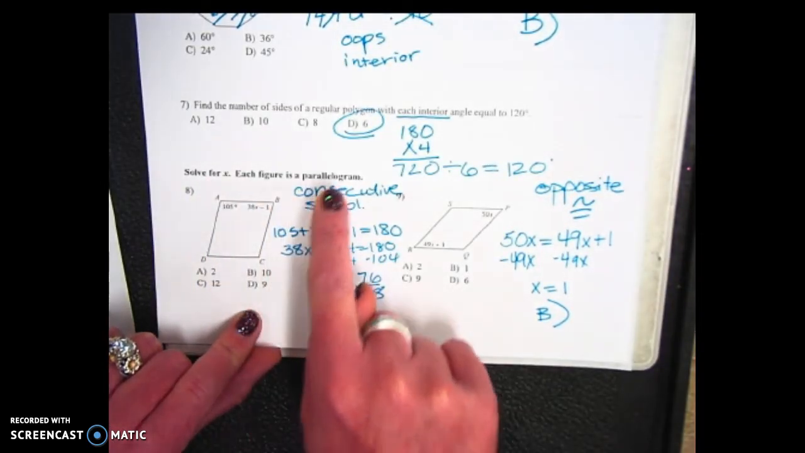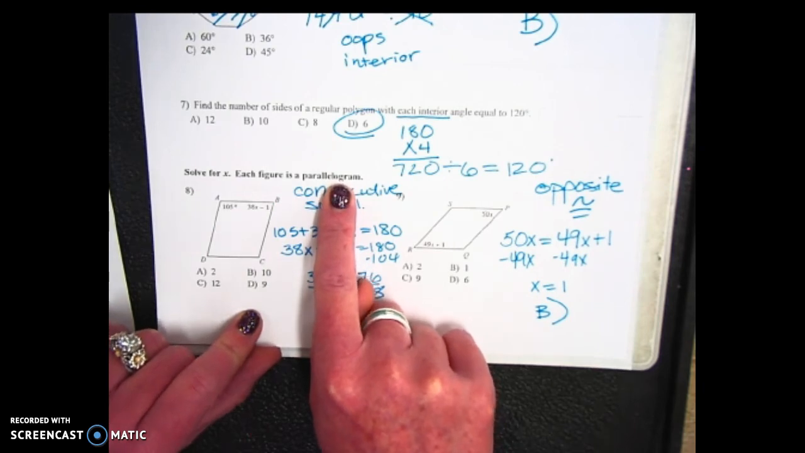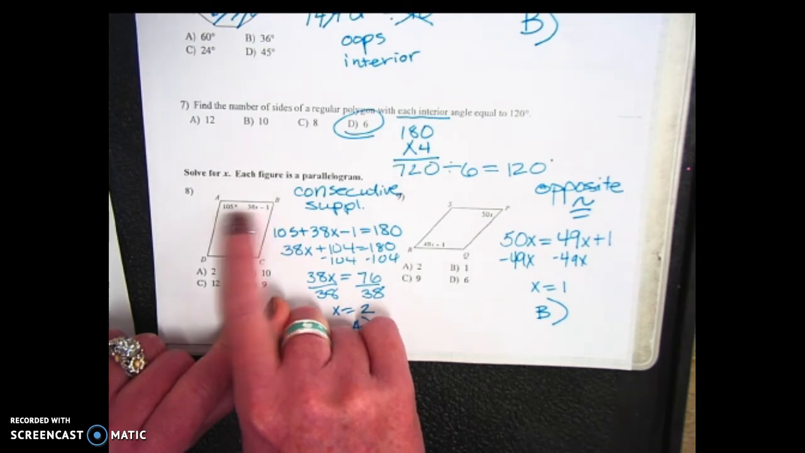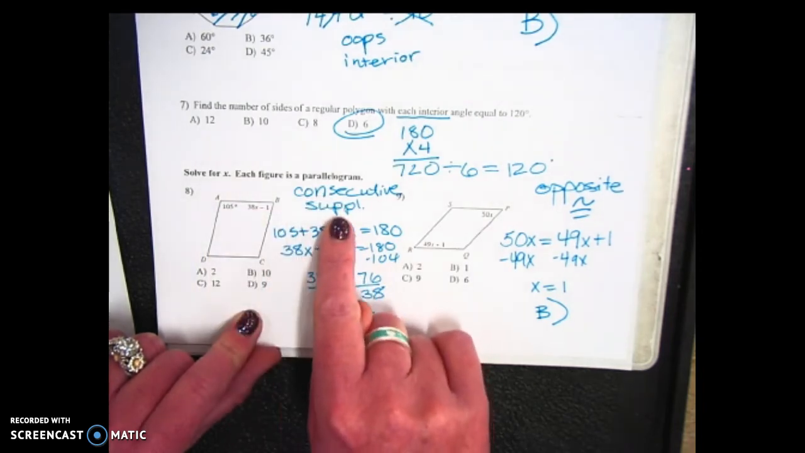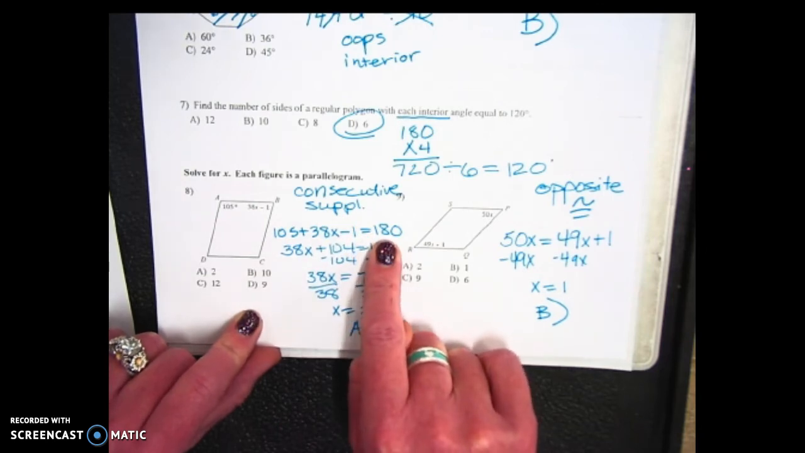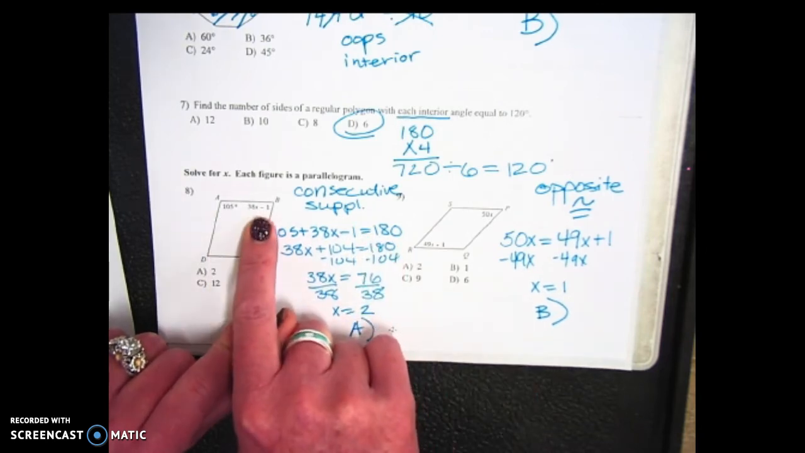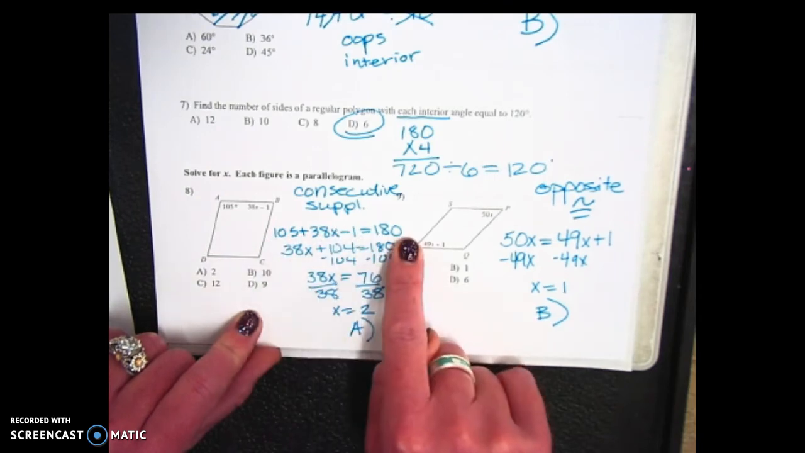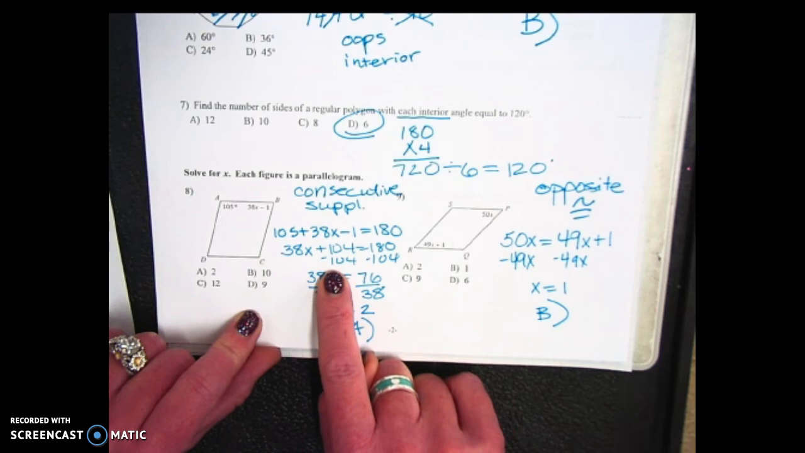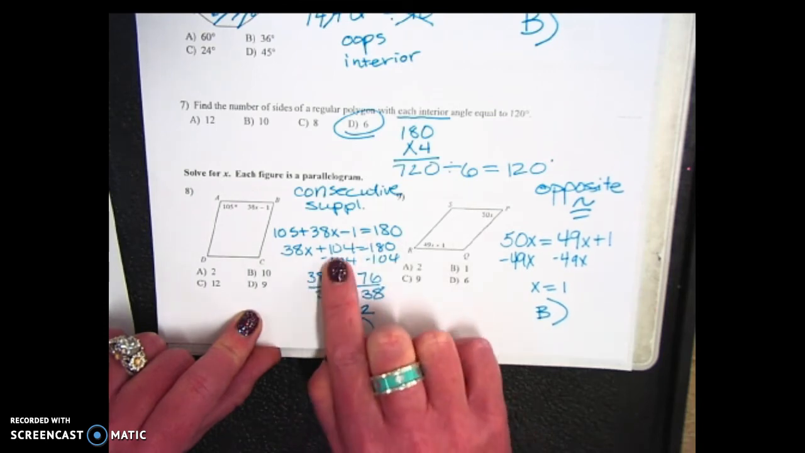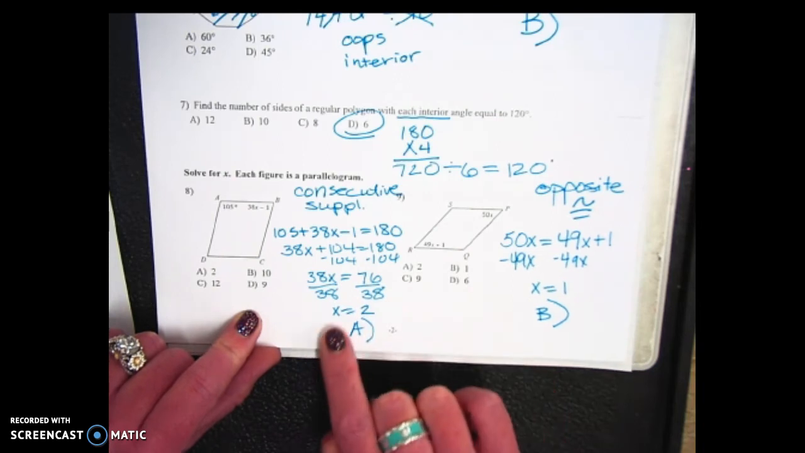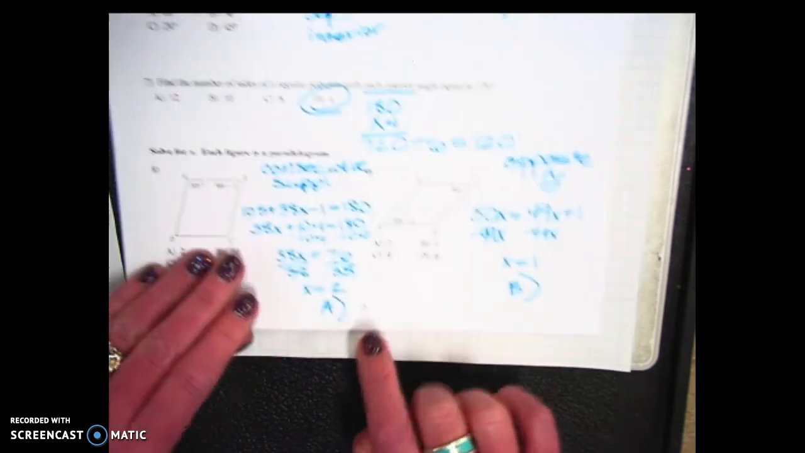Each figure is a parallelogram, so look on your parallelogram chart, and you would realize that one of its properties is that the consecutive angles are supplementary. That means they add up to 180 degrees. So you say this expression plus this expression equals 180. Combine like terms, and then do inverse operations until you solve for x. So you subtract 104 from both sides, divide both sides by 38. I got x is equal to 2.